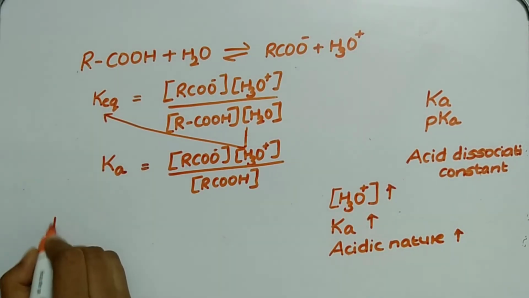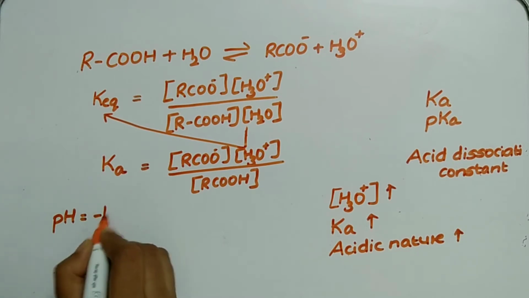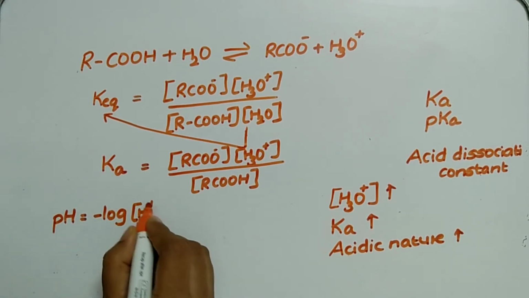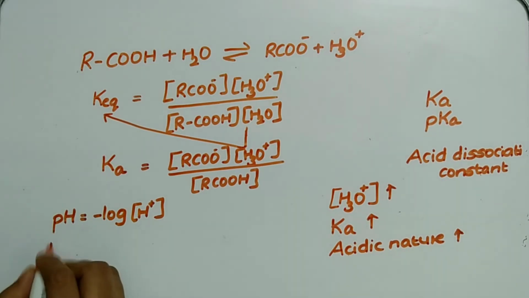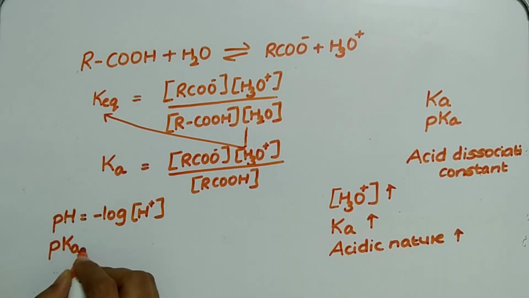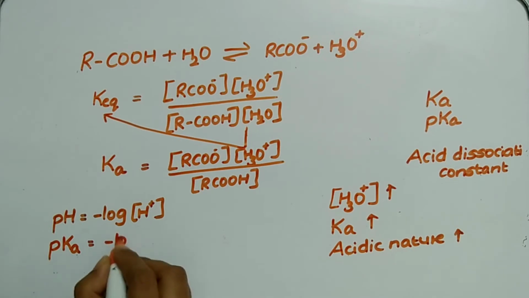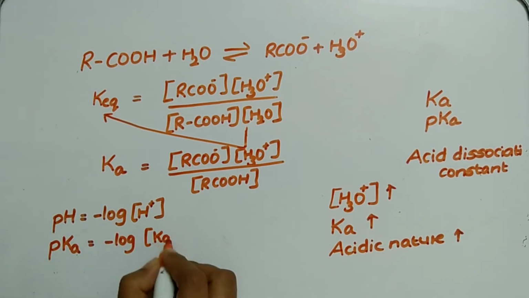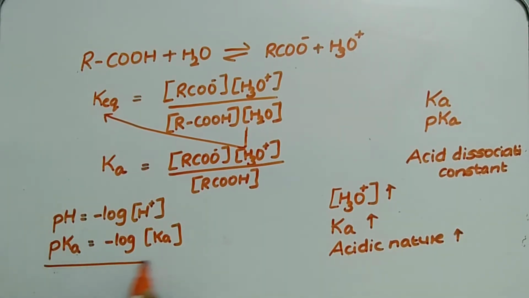We know the expression we write for pH is equal to minus log of H plus ions, right? So if I write for the acid constant pKa, how can I write? Just change the expression, minus log of Ka, correct? Okay. Now from this second equation, if Ka, the acid dissociation constant value, is increased, what will happen to the pKa value? It will decrease because there is a minus sign. So, pKa value decreases. Correct.